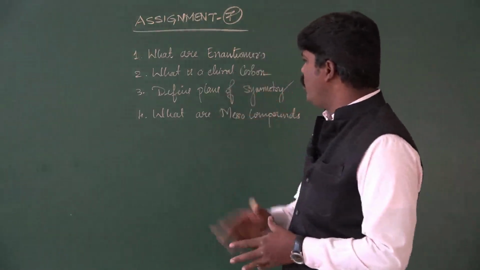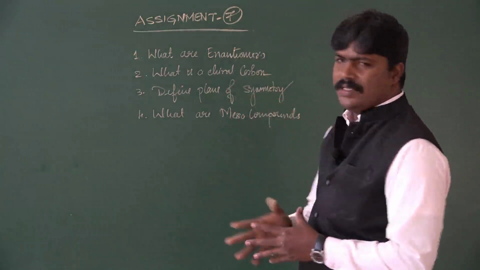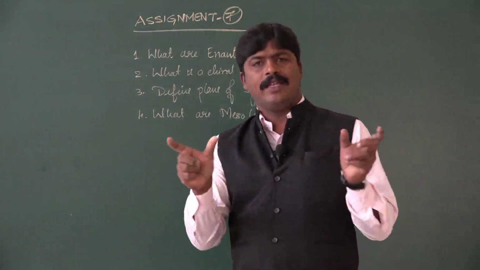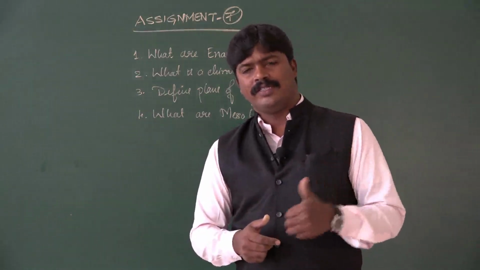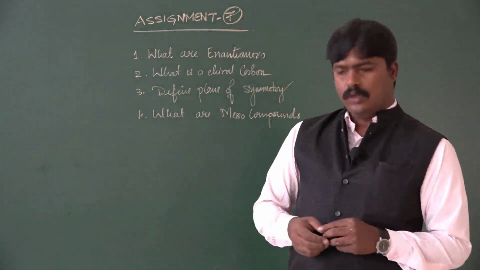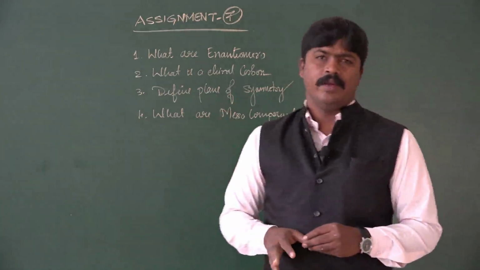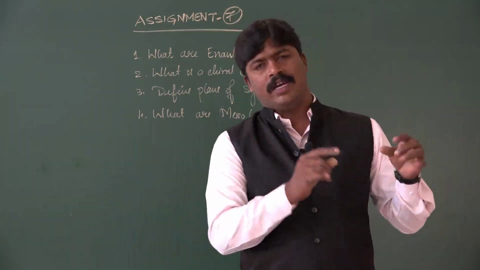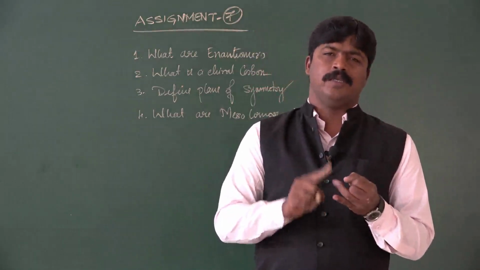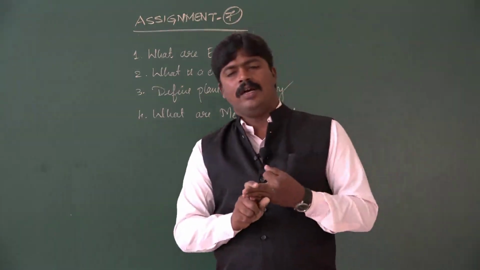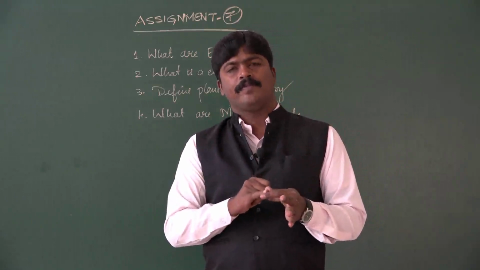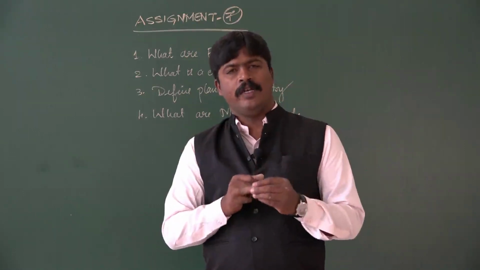What are enantiomers? I told you what a chiral carbon is. Define a plane of symmetry. And then what are meso compounds? Along with that, try to get the last difference I told you: SN1 undergoes racemization, SN2 undergoes inversion of configuration. Get that one idea. In this assignment 7, I will just recollect a few terms so that you get an idea at the end of this session. I discussed optical isomerism, optical activity, optically active compounds. Then I discussed dextro, levo, racemic mixture, applying this on enantiomers and meso compounds.